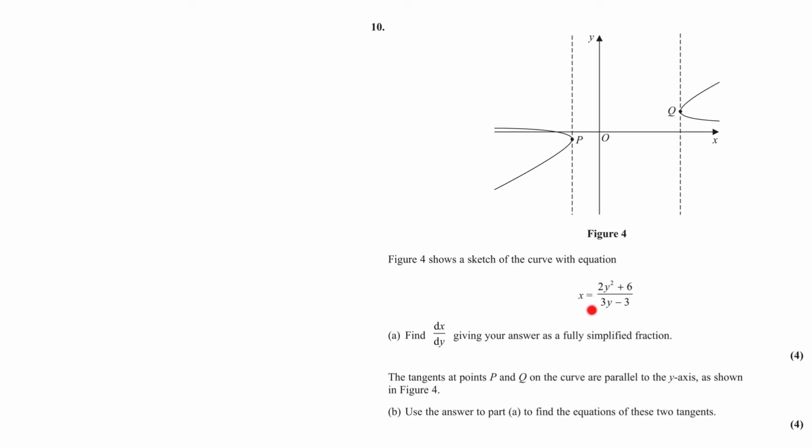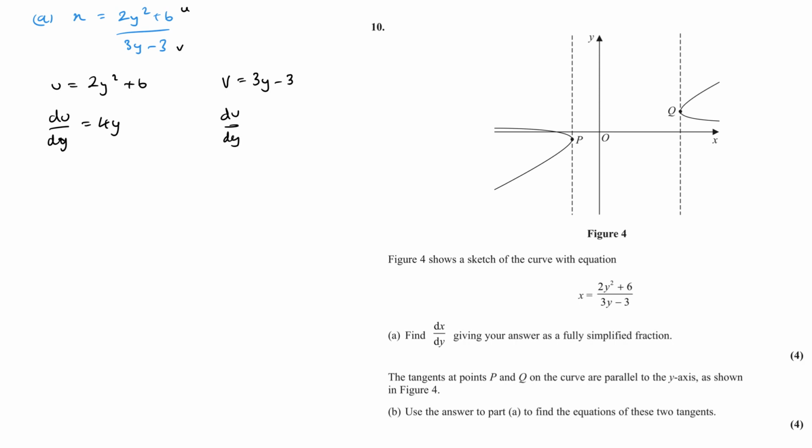Okay, so we've got a curve, this is it. Find dx by dy, so we're just differentiating this: x equals 2y squared plus 6 over 3y minus 3. So I want to call this u and v. So u equals 2y squared plus 6, du by dy is 4y, and v equals 3y minus 3, dv by dy is just 3.